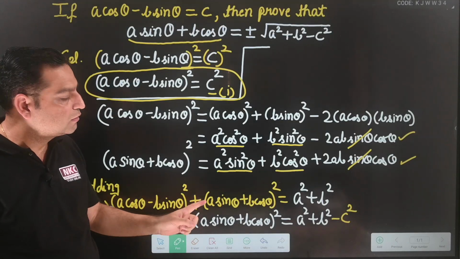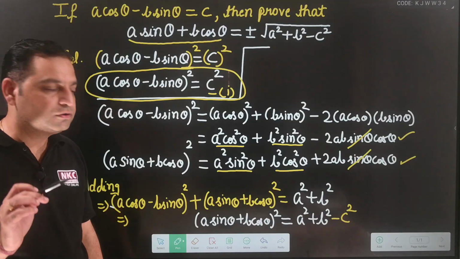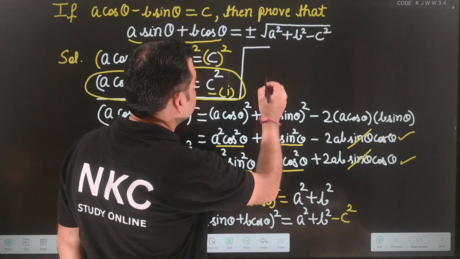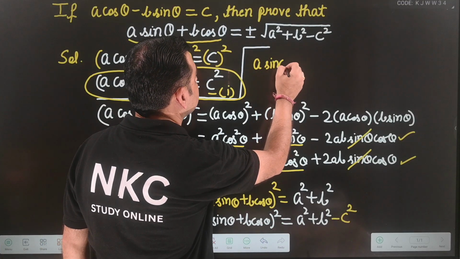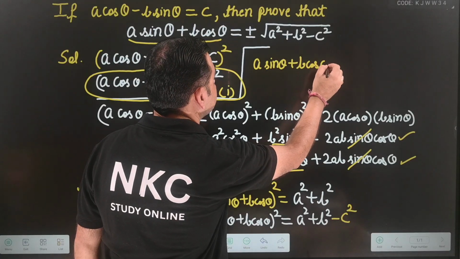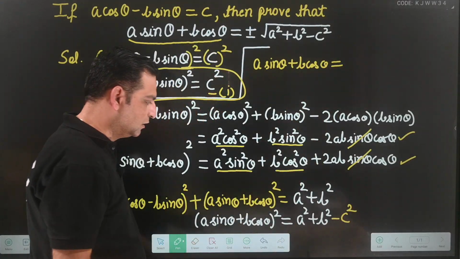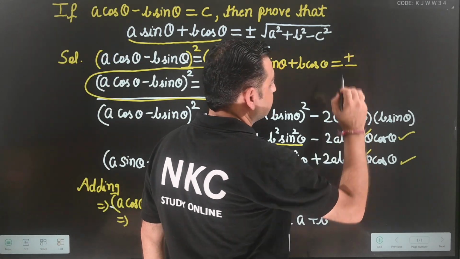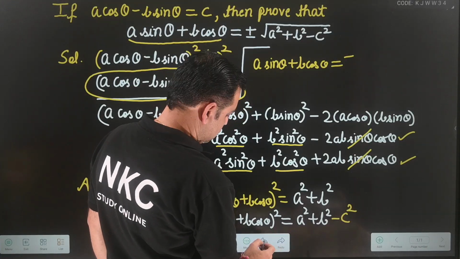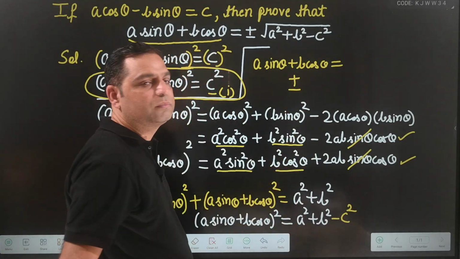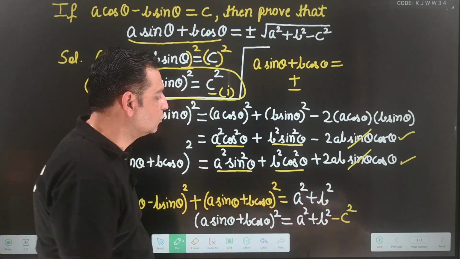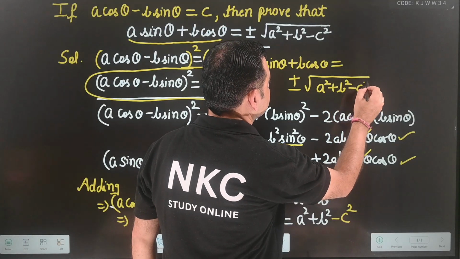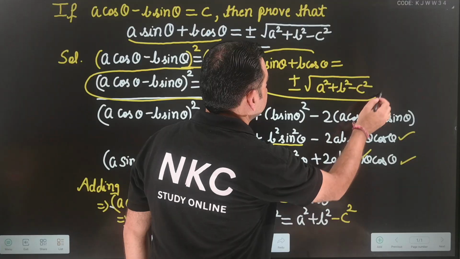Now the next step is taking the square root on both sides. If you take the square root on both sides, what will happen? On the left side you will get A sin theta plus B cos theta is equal to, and you will get the result as plus minus, right? I'm writing in the next line, you will get the result as plus minus, and you will have to put the square root over whatever the value is on the right side. This is A square plus B square minus C square, and hence this is what I wanted to prove.